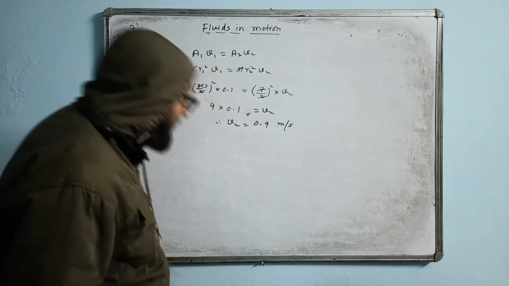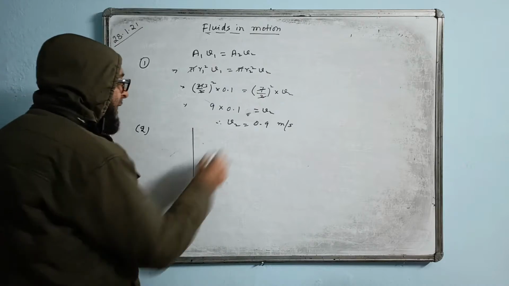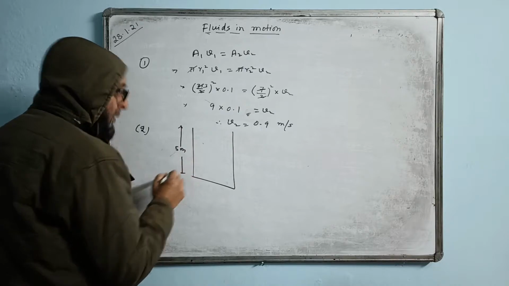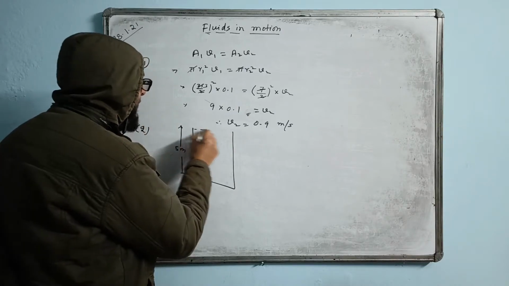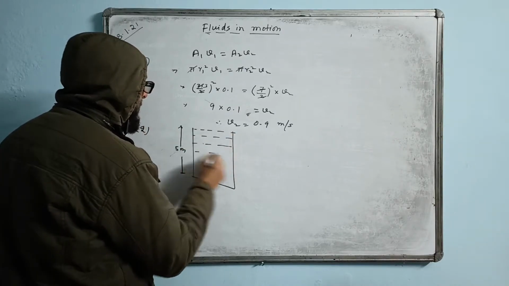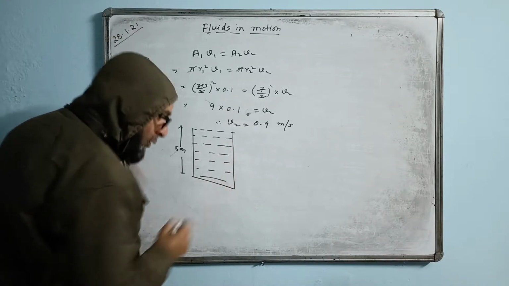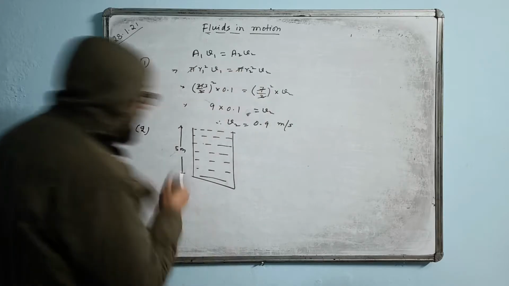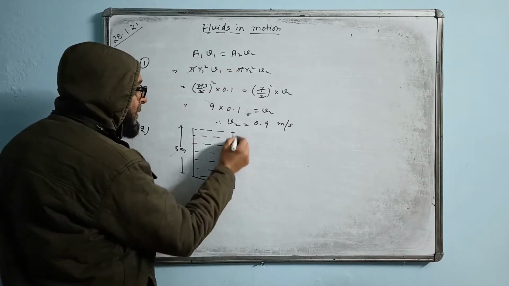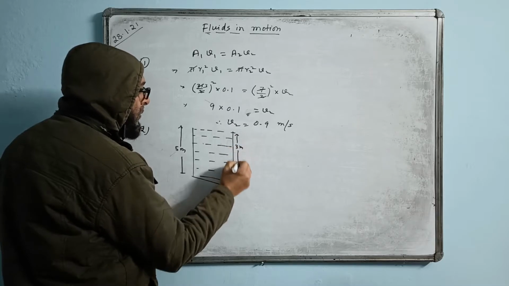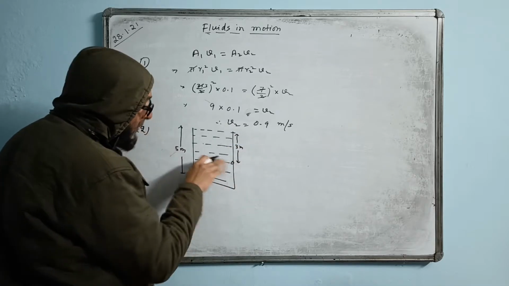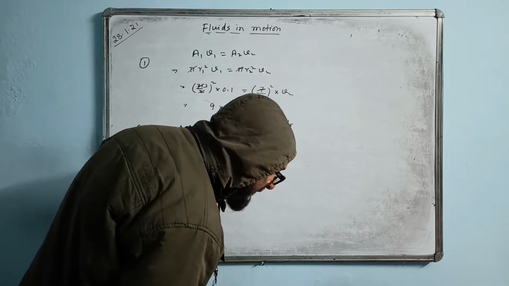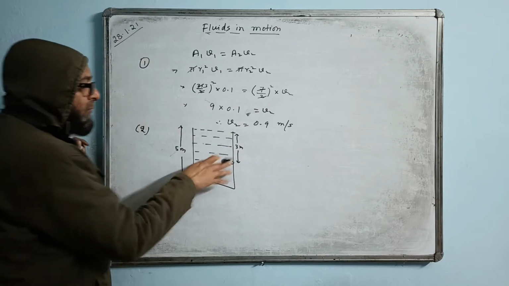I can draw a diagram here. There is a tank which is 5 meter high. This entire thing is 5 meter high, and it is filled with water. There is a hole in it 3 meter below the water level, through which the water will come out. The question is asking you, what is the speed with which water flows out?